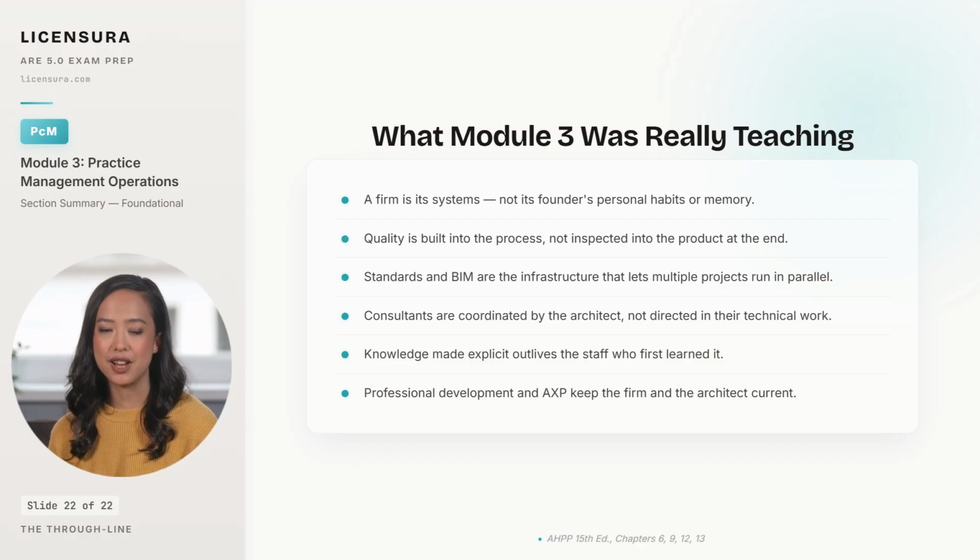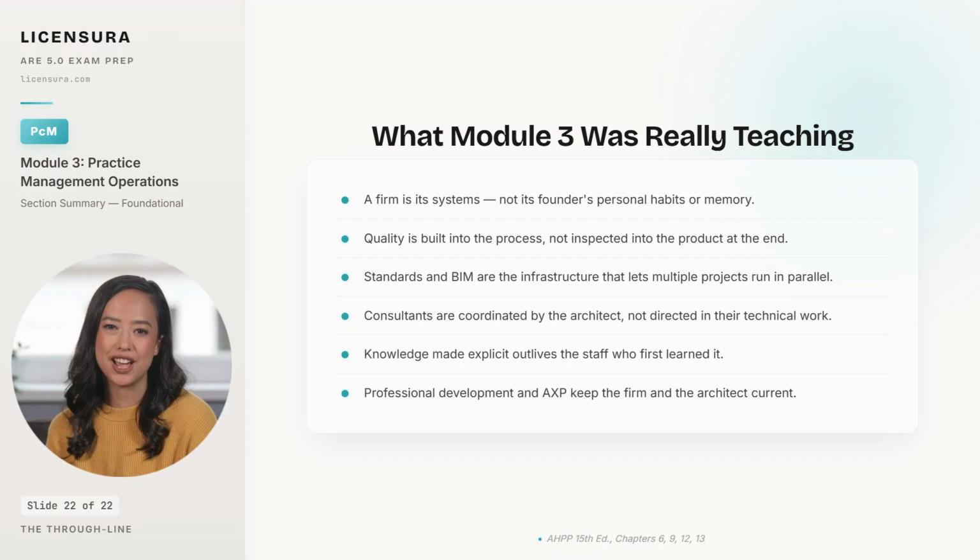Fifth, knowledge that has been made explicit through documentation outlives the staff who originally learned it, and a firm that does not capture knowledge loses it every time someone leaves. And sixth, professional development and the AXP Experience program are how both the firm and the individual architect stay current with codes, materials, contracts, and the standards the profession itself keeps moving forward.